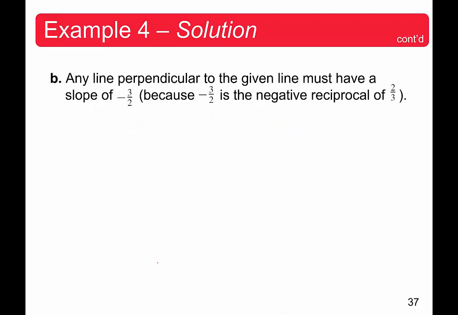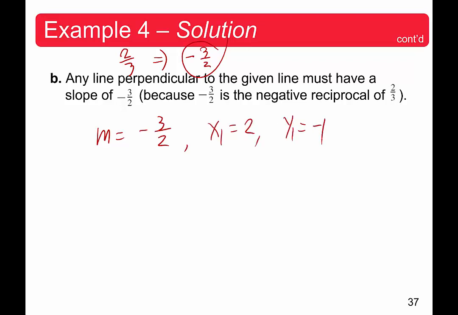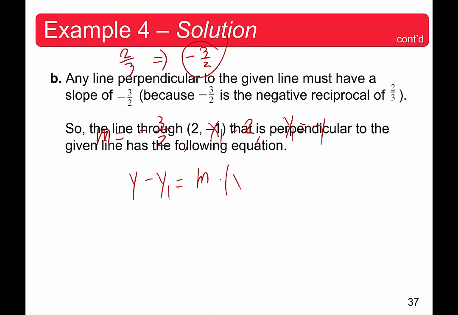And the perpendicular line has the negative reciprocal slope, so the negative reciprocal of 2/3 will be negative, first. Then the reciprocal, find the flip, top and bottom, you get 3/2. So the slope for the perpendicular line is -3/2. Now we still know that x1 is 2, y1 is -1. So still using the point slope formula, y minus y1 equals slope times x minus x1.